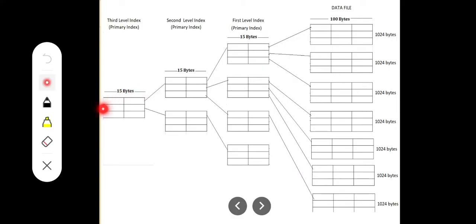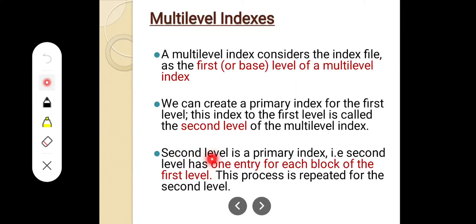Similarly, each entry will be pointing to different blocks in the second level index. Why? Because this is also a primary index. That is why it says the second level is a primary index, and the first level is also a primary index. The statement says the second level is a primary index, which means the second level has only one entry for each block of the first level.